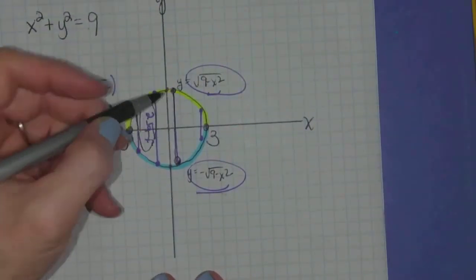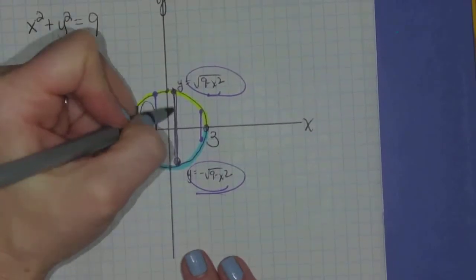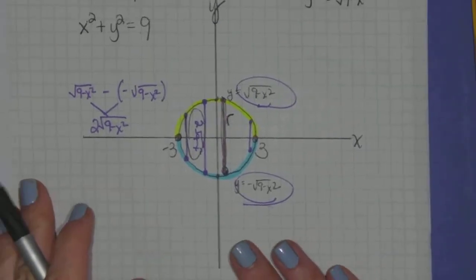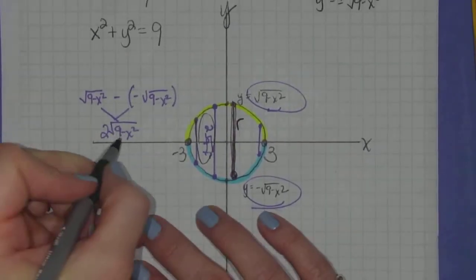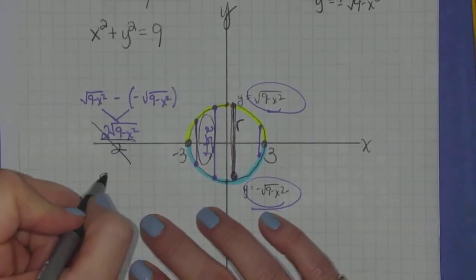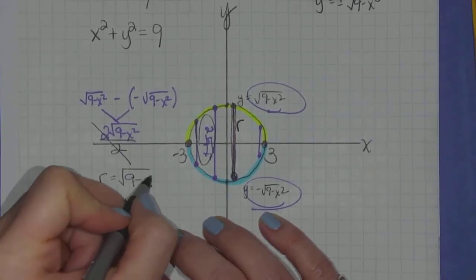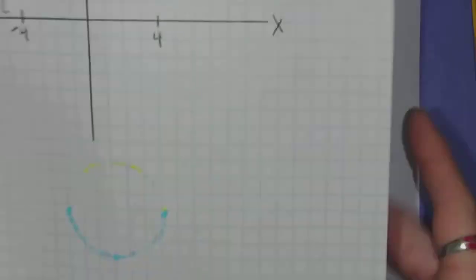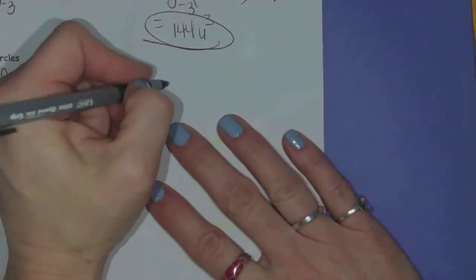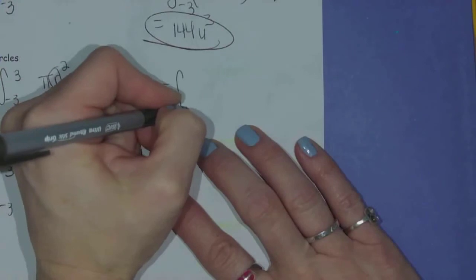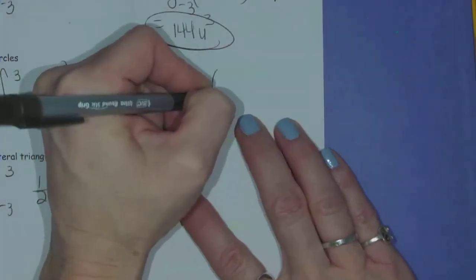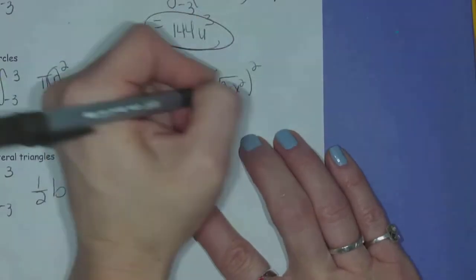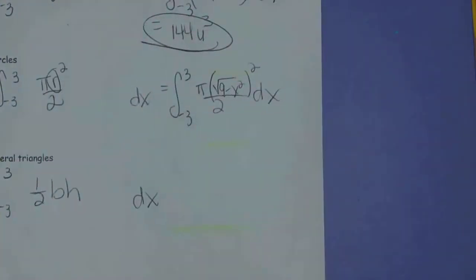If this whole thing is the diameter, then the radius is half of that. So if you take 2 root 9 minus x squared and divide by 2, you have your radius, which is the square root of 9 minus x squared. So that's what I'm going to put into my formula. So equals the definite integral, -3 to 3, pi times the square root of 9 minus x squared, squared, over 2 dx.